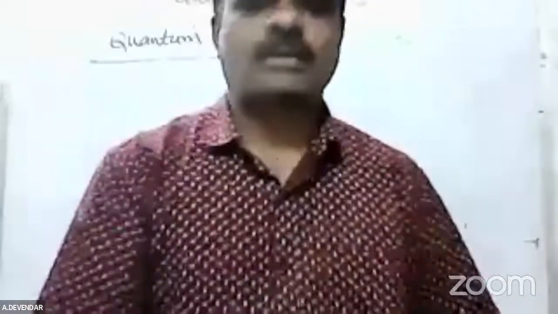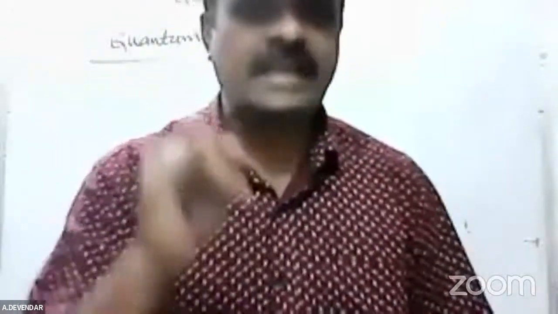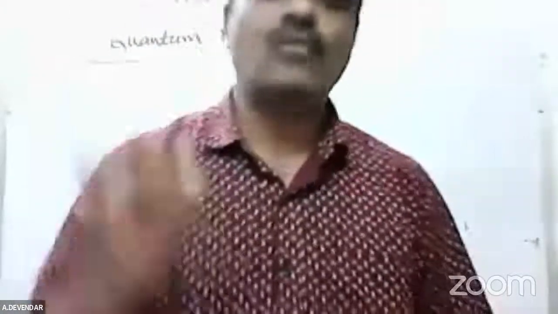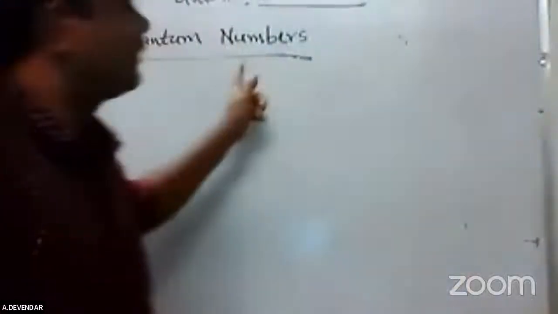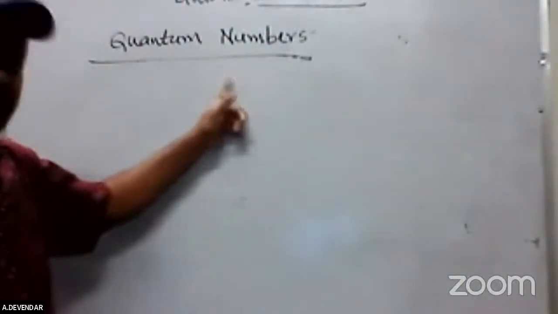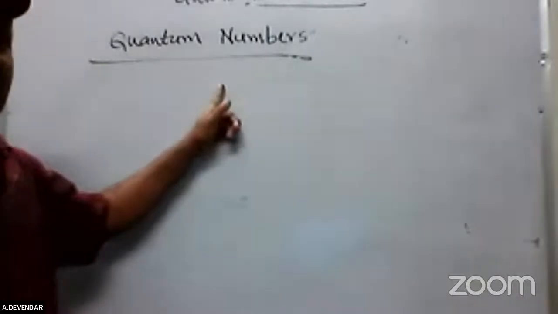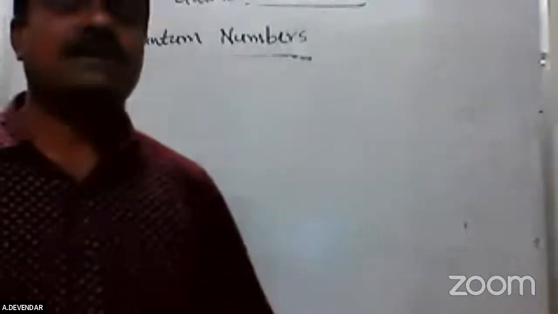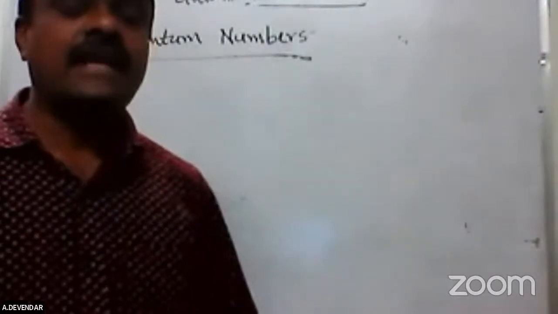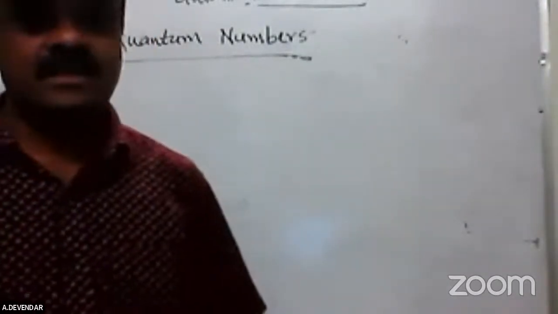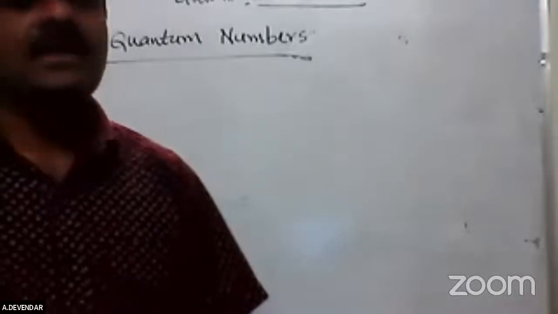By means of quantum numbers, you can identify an electron in an atom: where it is present, how it is present, how it is rotating, in which direction the electron is rotating. So that is the importance of quantum numbers. To identify the electron in an atom, how it is present, that can be measured or identified by means of quantum numbers.